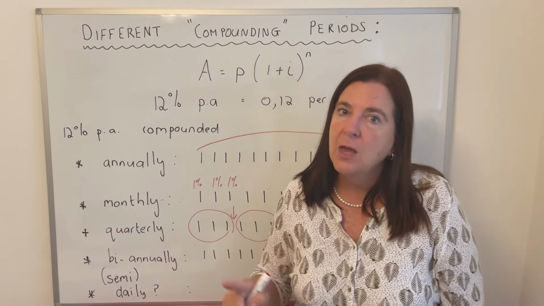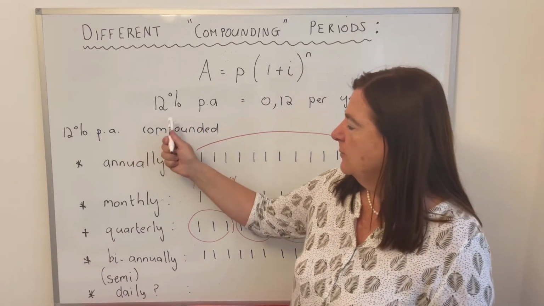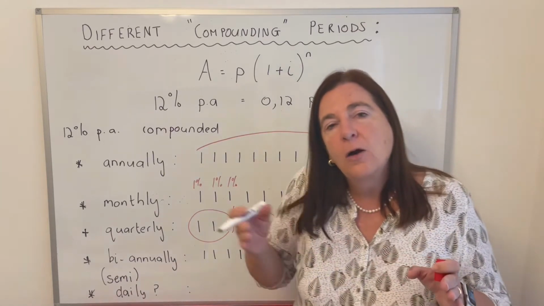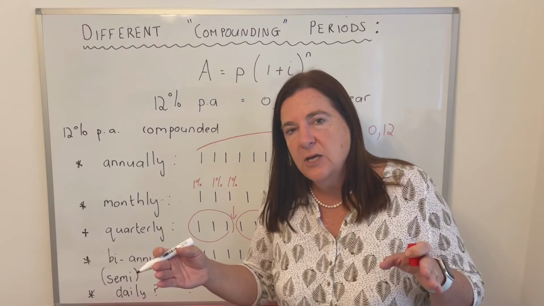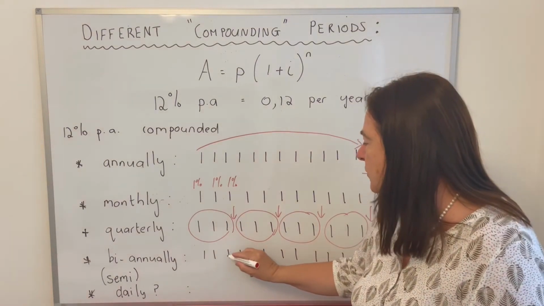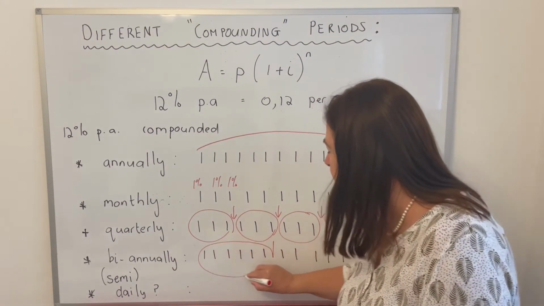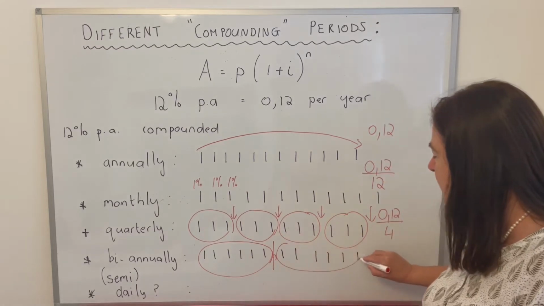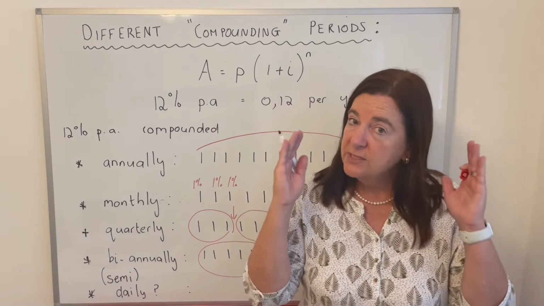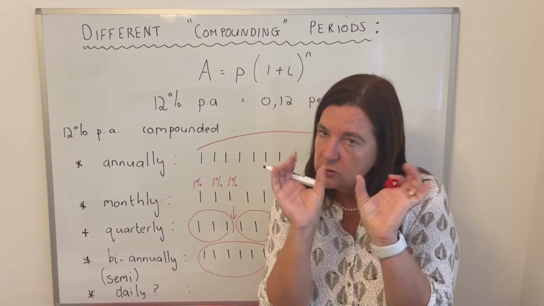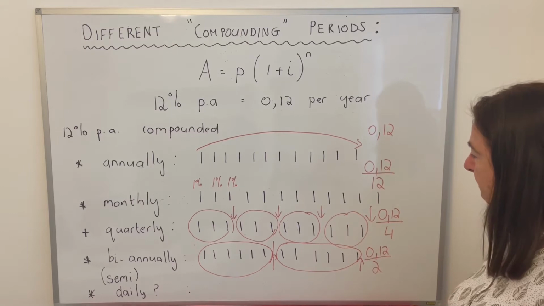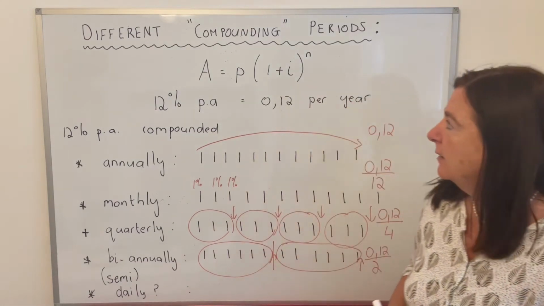What happens if it's 12% per annum compounded biannually or semi-annually? Those are the words they use. That means every half year, twice a year, I'm charging interest. So that's 12 months in a year, and I'm charging it twice: after 6 months and again at the end of 12 months. In other words, that 12% per annum is divided by 2 because I'm charging twice. So 12%, which is 0.12, divided by 2. Okay, so that's essentially how I would change i.